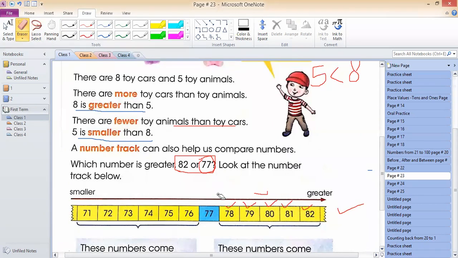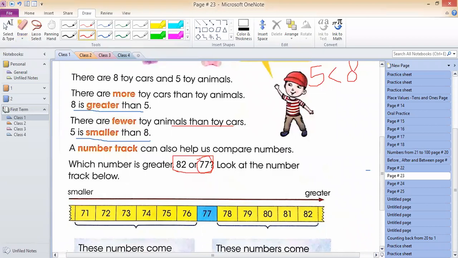So if you want to check whether 82 is greater than 77 or less than 77, check in the number track whether 82 comes after 77 or before 77 in the number track. So this is 77 and this is 82. Yes, guys, does 82 come after 77 or before 77?